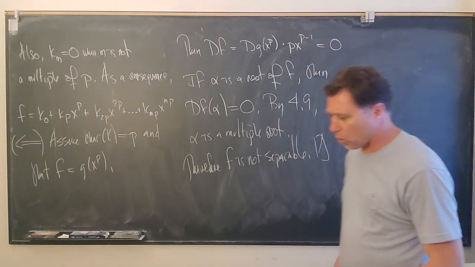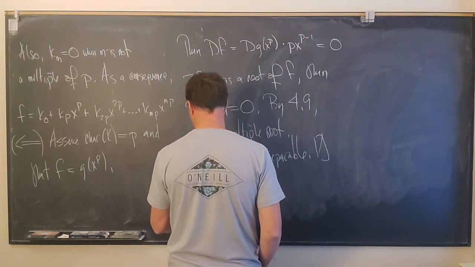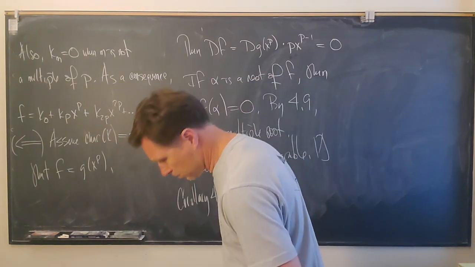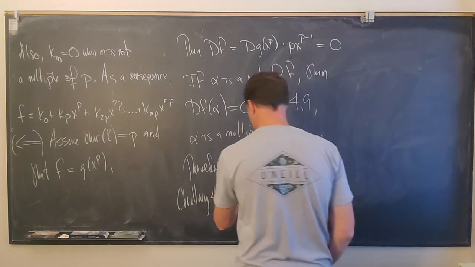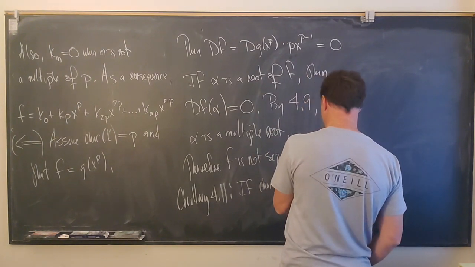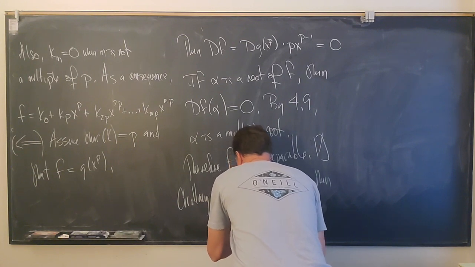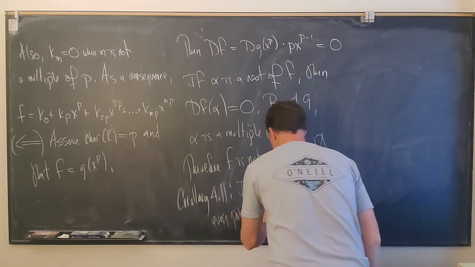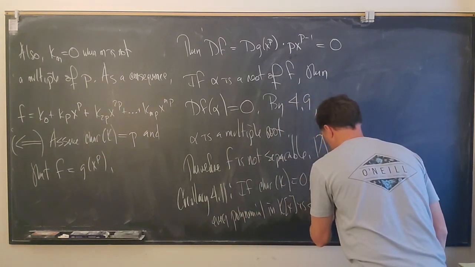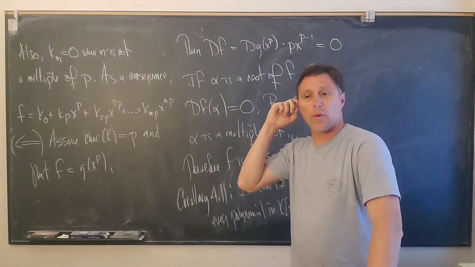I want to finish just with a quick corollary. There's nothing to prove for this corollary. So corollary 4.11. If the characteristic of k equals 0, then every polynomial in k[x] is separable.